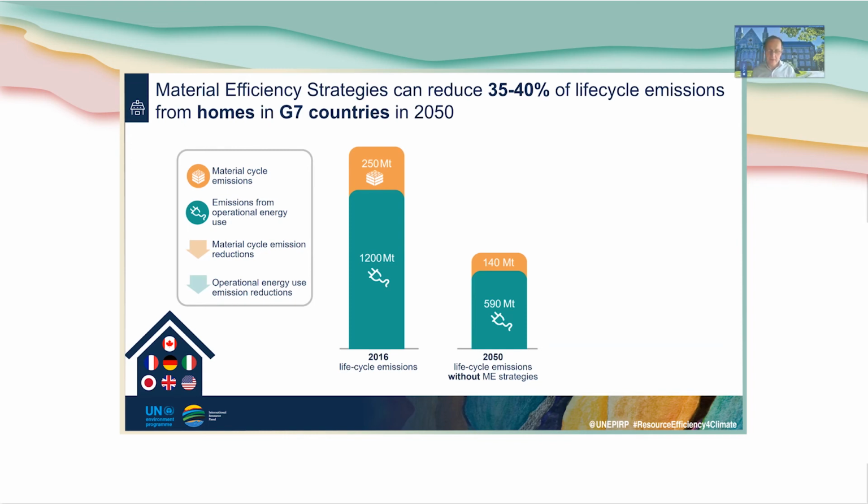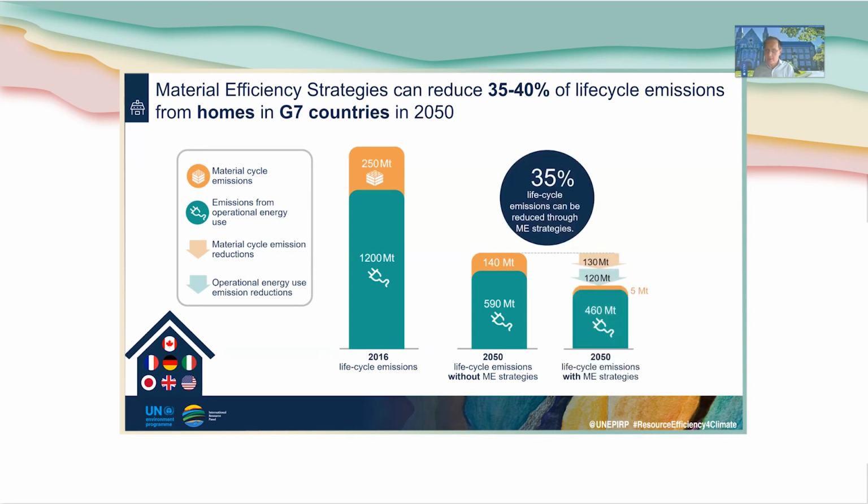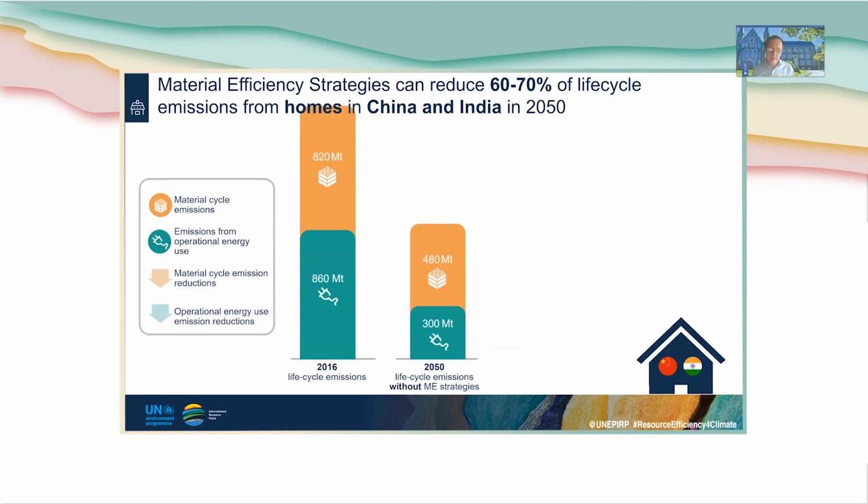And so next, we implement those material efficiency strategies on top of the energy efficiency and clean energy strategies, and we achieve a further reduction of emissions by 35%. Emissions reductions associated with the production of material are as important as the reductions in energy use. Next slide. In China and India, the picture is quite different.